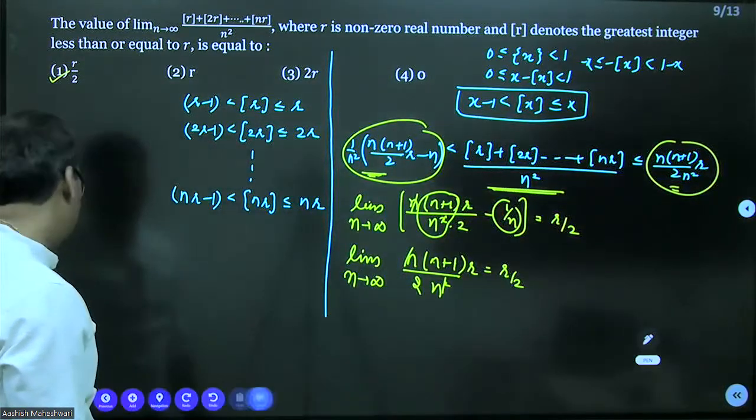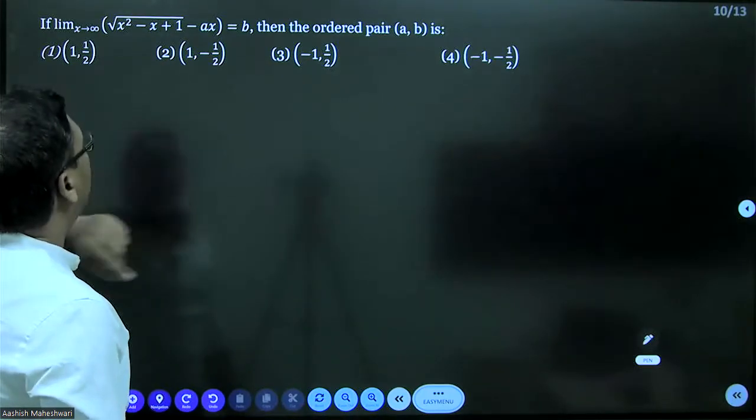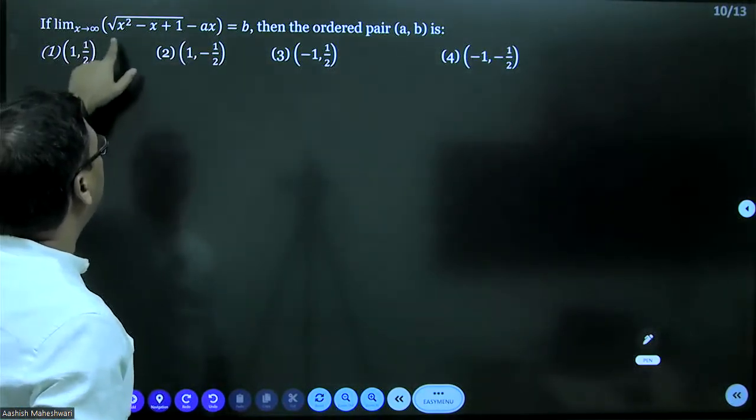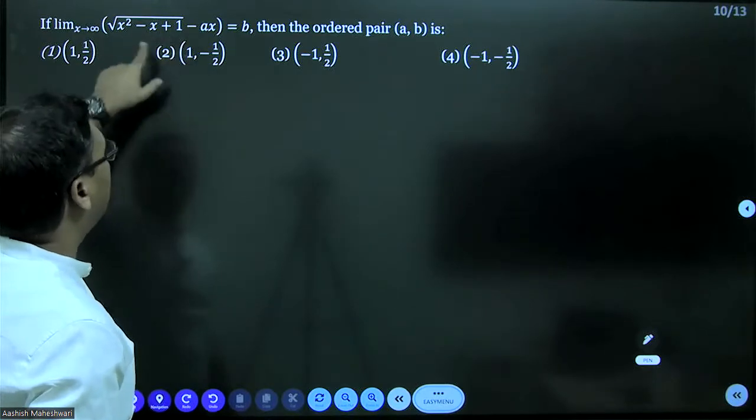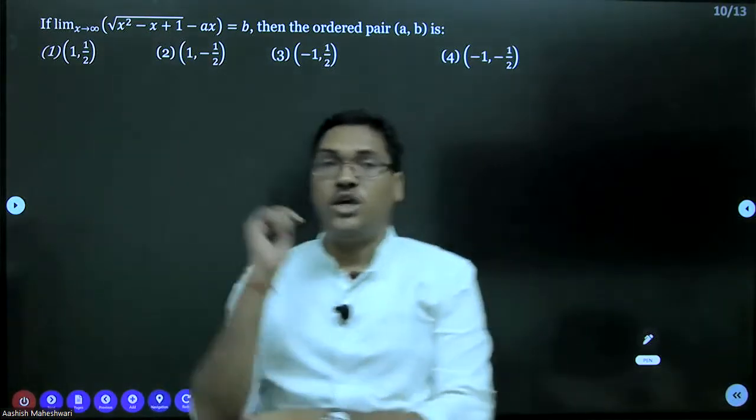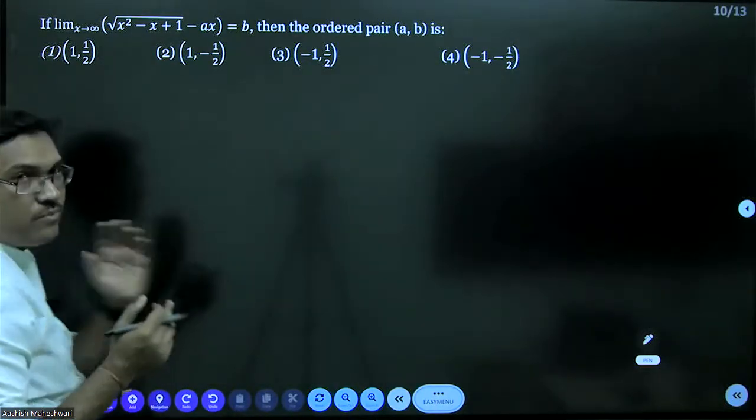Now let's move to the next question. This type of question is again very important. Here we have to find: if the limit as x approaches infinity of under root of x square minus x plus 1, minus ax, equals b, then what are the ordered pairs a and b? You have to find the values of a and b, right? So now see how to approach this type of question. Very important questions, right?